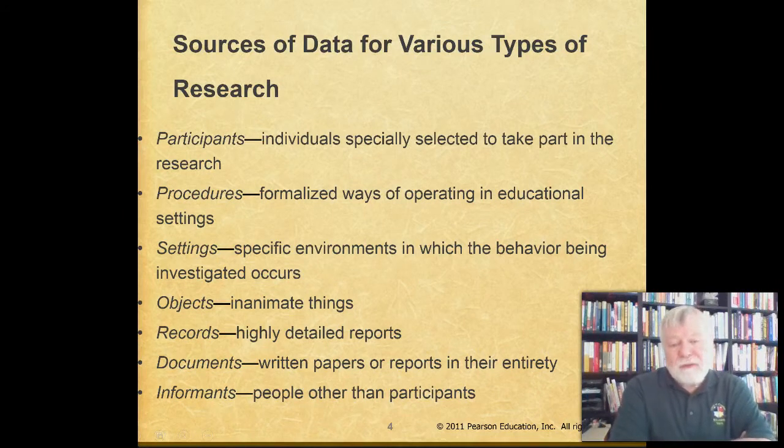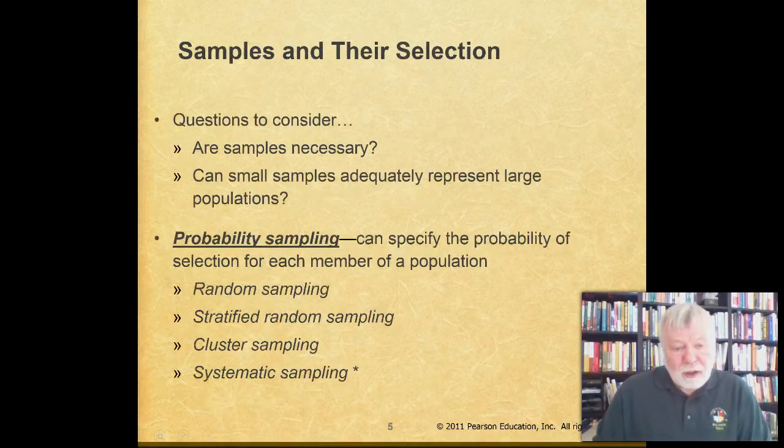Another source of data is documents. They are written papers or reports, which could be produced either by the school system, by a national organization, or by consultants who have been hired to come in and look at a particular issue in a school. And informants are people other than participants in a study. So they could be experts that are being consulted in order to garner additional information about the topic under study.